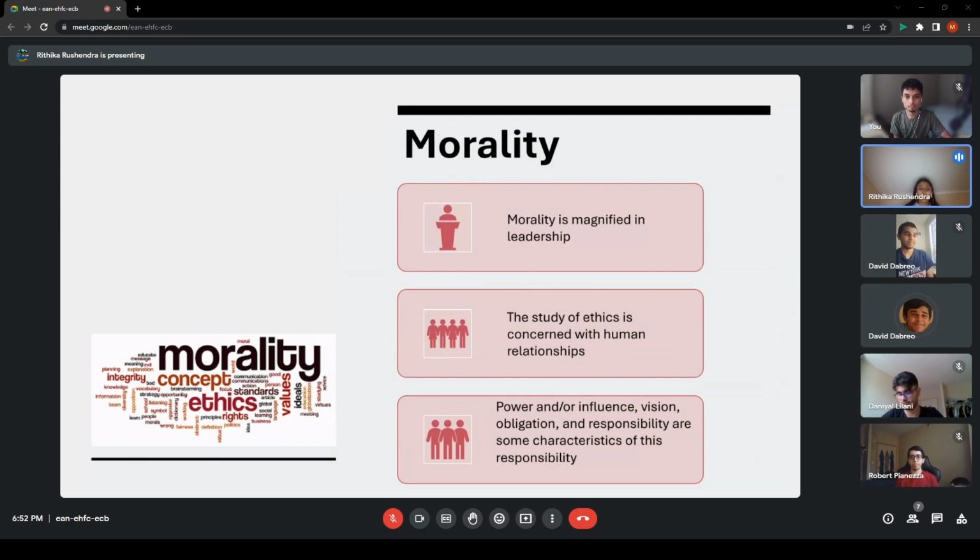The study of ethics is concerned with human relationships. It is about what humans should do and be like as individuals, as members of a group or community, and the various roles we play in life. Power and or influence, vision, obligation, and responsibility are some characteristics of this responsibility. Acknowledging the morality of this relationship helps us understand leadership better because there are some core issues in ethics that are also central issues in leadership.